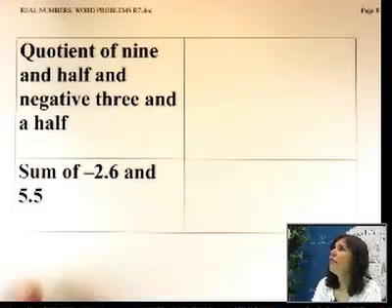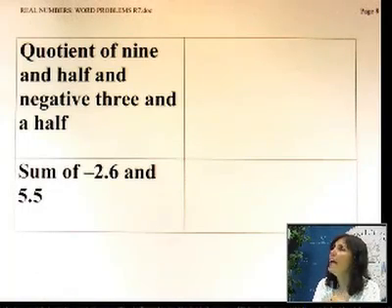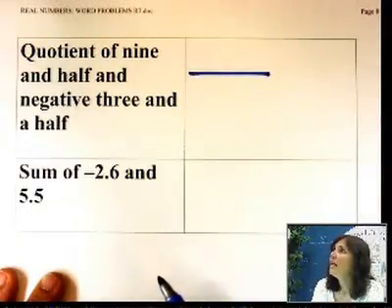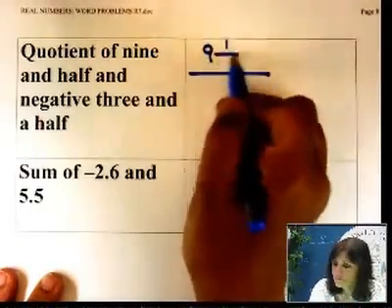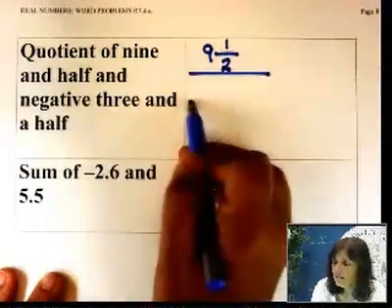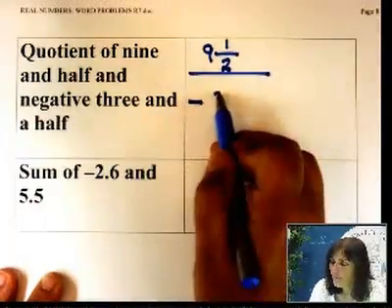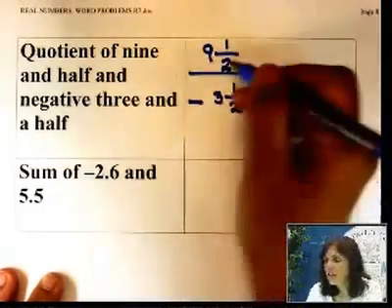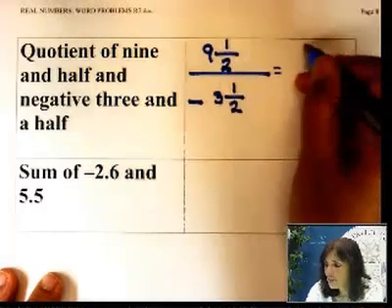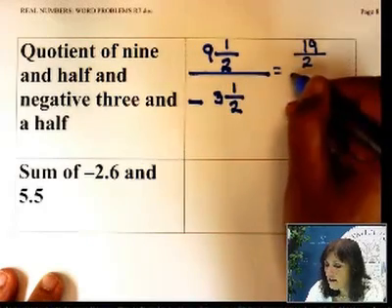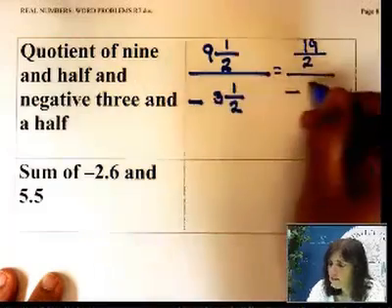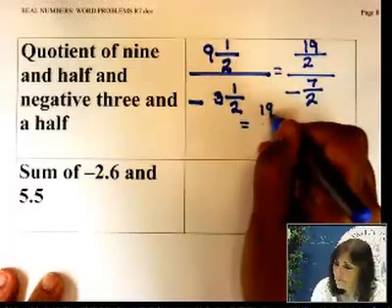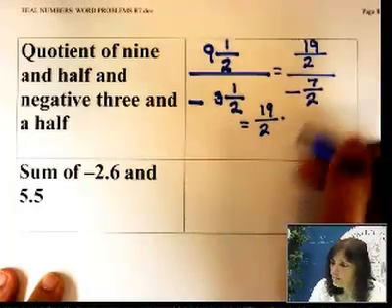Quotient of 9 1/2 and negative 3 1/2. Quotient of, that means divide, 9 1/2 and negative 3 1/2. Does it make sense? Now I change them into improper fractions. 2 times 9, 18, 19 halves. 2 times 3, 6, 7 halves. And what do you do? You change the division into multiplication and flip it.